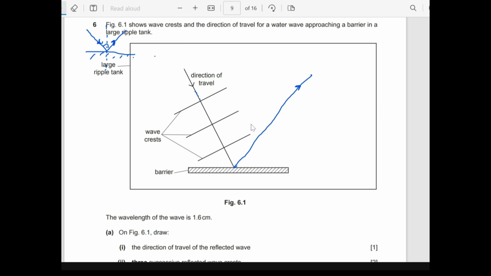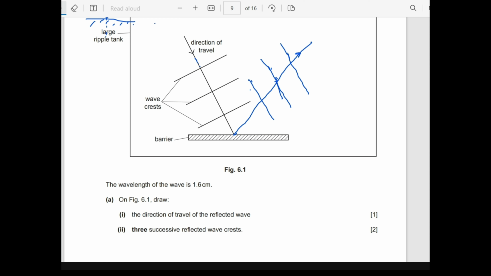But now in terms of reflection, the wave crests are perpendicular to these ones. They are like this. Remember, they should be the same wavelength. They're equal. They are showing that they are perpendicular to those ones. Is that clear? Then the next one is saying draw three successive reflected wave crests. So these are the three successive reflected wave crests. One, two, three. The arrow shows that it's going in that direction.